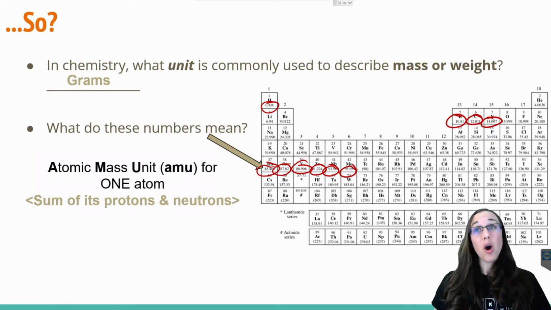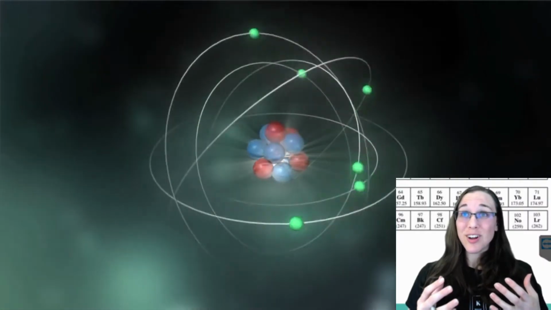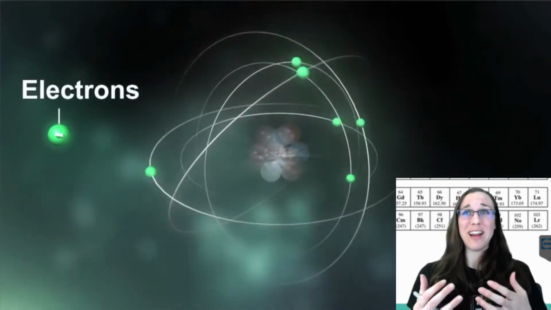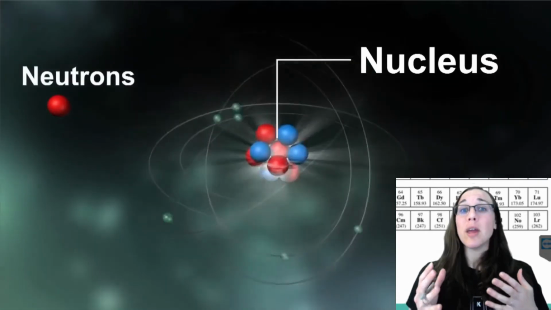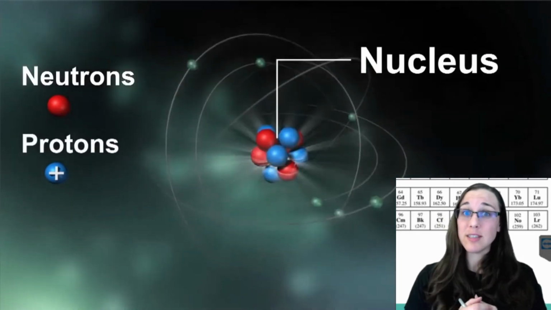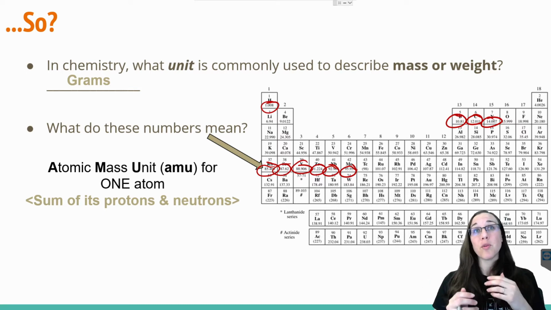Hopefully you remember from our periodic table lesson that these small values underneath our atom symbols are literally the mass of the sum of the protons and neutrons. Remember that electrons' mass is negligible. They're so tiny and buzzing around all over the place that their mass doesn't really account for anything in the atom itself. However, when we're thinking about mass for an atom, we add up the protons and neutrons in the center of the nucleus. That's what gives the atom its mass. We call this the atomic mass unit, or AMU, for one atom.